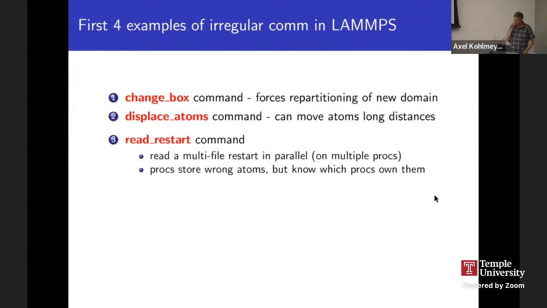The read_restart command. Now you're potentially running a simulation on 10,000 processors, for example, writing multiple files, but you're going to read it. Maybe you're going to only restart it on 100 processors. So now you've read in a whole bunch of atoms as quickly as you can to reduce the I/O cost, but they're all stored by completely the wrong processors. And so again, you need some operation that's robust to get those atoms where they need to be. It's the irregular.